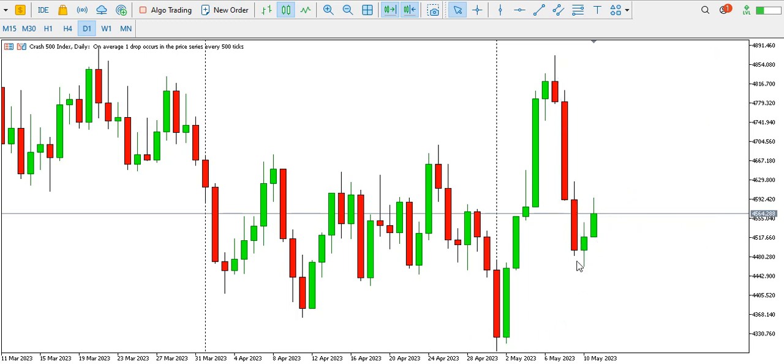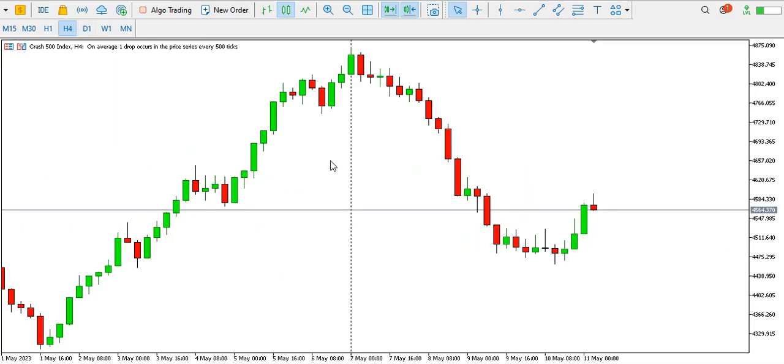But that's that for the daily time frame. It is a bearish market on the daily time frame, but it's trying to retrace for now. Do not be deceived. Price starts to sell.